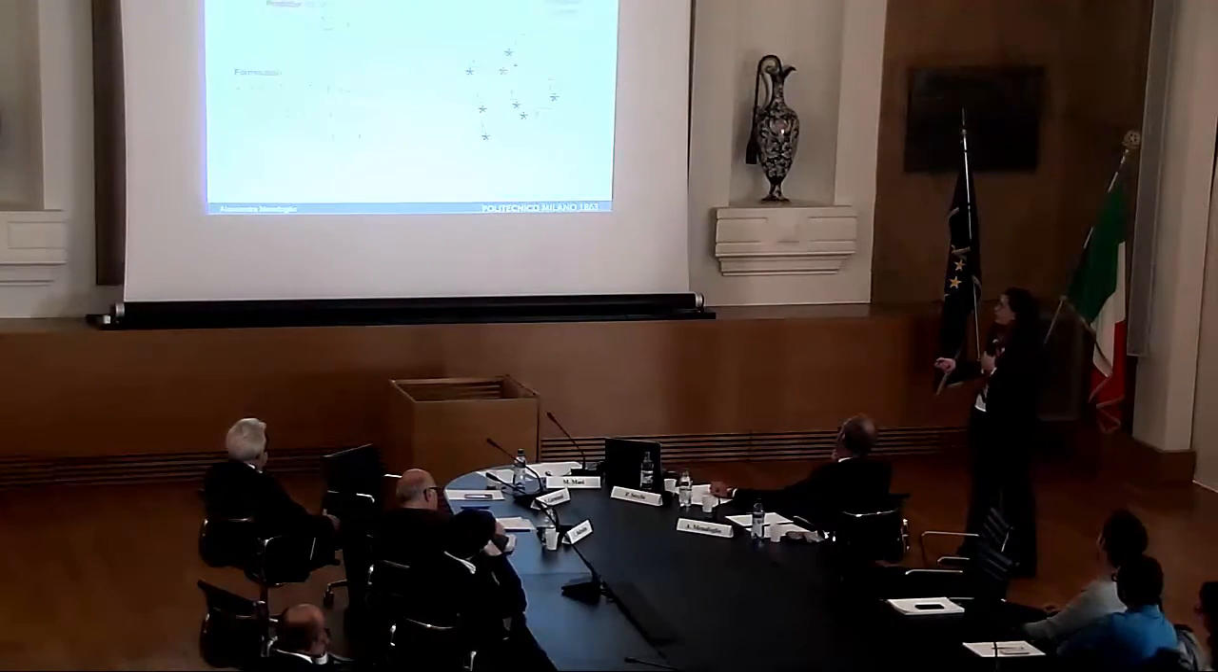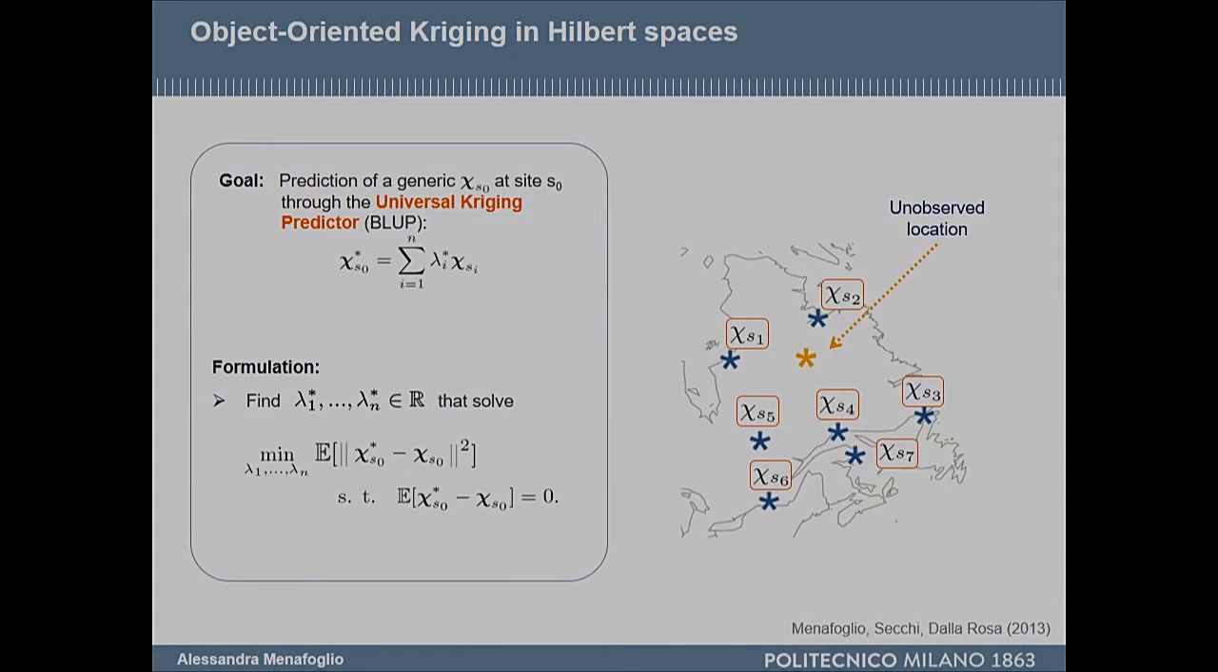So the problem of Kriging, in fact, is the problem of finding these optimal weights in order to minimize some measure of error. So to minimize the distance in my space, in mean, between what I actually predict and what I would like to predict. And then I have an unbiasedness constraint that ensures that in mean we are right in the prediction.